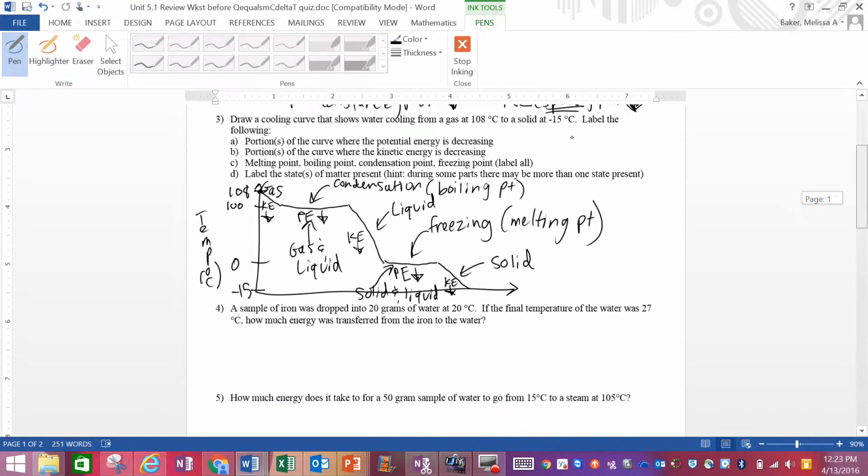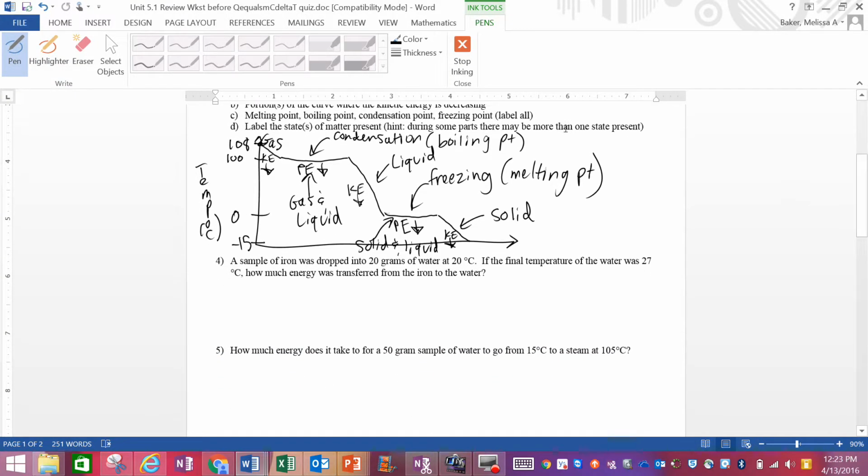Number 4. A sample of iron was dropped into 20 grams of water at 20 degrees Celsius. If the final temperature of the water was 27 degrees Celsius, how much energy was transferred from the iron to the water? So the key thing here is we're talking about the energy of the water. So we're going to do the mass of the water times the specific heat for water times the change in temperature to calculate how much energy it absorbed from that iron.